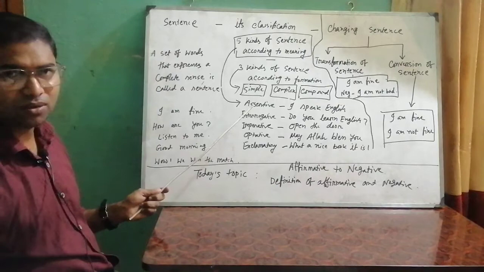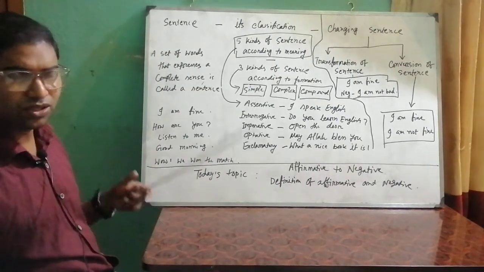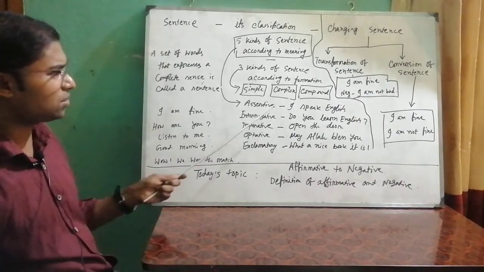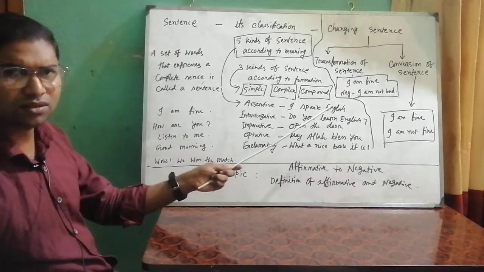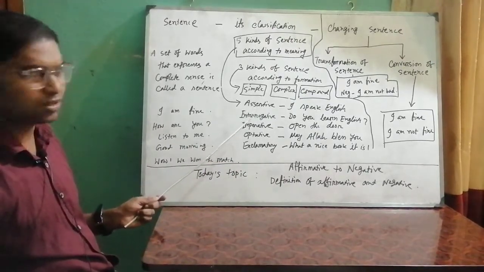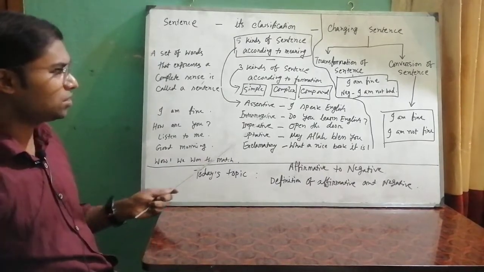Assertive. What is called assertive? That is a statement. If you state anything, just like a simple sentence. So, I speak English. That is an example of an assertive sentence. Interrogative. If you like to interrogate anything, if you ask any question: Do you learn English?